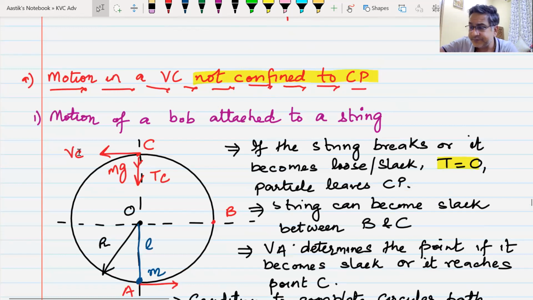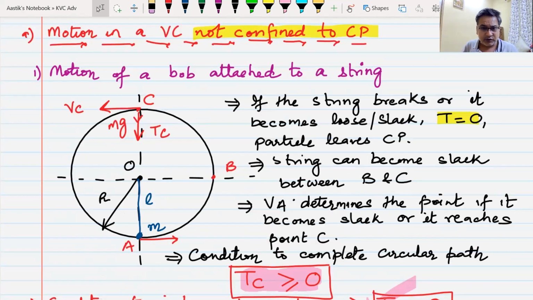Do you see this? This is from their notes. Do you see this? Sure. See, so this is a body which is not confined to a circular path. It is a body which is attached to a string. Do we see this? Body attached to a string.